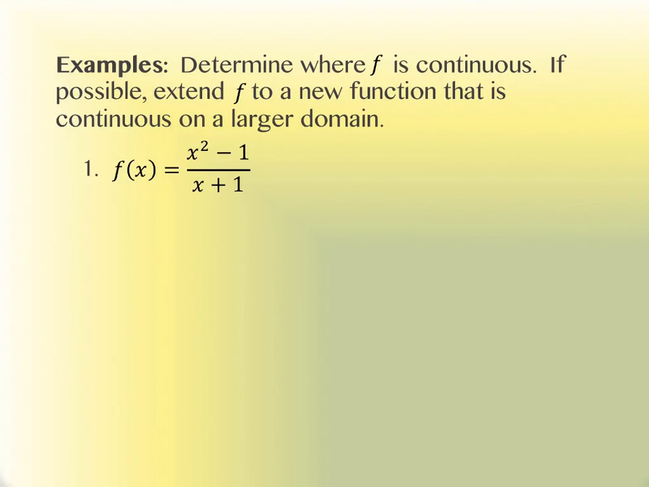All right, so we're going to do some examples of determining whether functions are continuous, and if so, where they're continuous. And then we're going to do something called extending our function to a larger domain. So as we're taking a look at this one first, we're supposed to decide where it's continuous. So where are the locations that we've talked about having problems with continuity? How do we find those places?